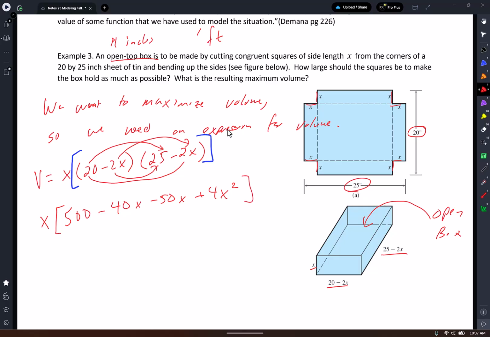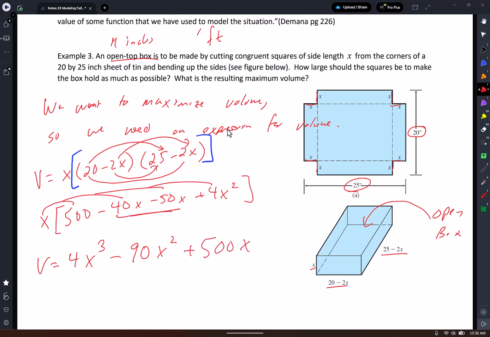So now I'm going to distribute the x. And I'm going to combine these two right here. So here's what I have. Volume equals 4x cubed, because you want to have the highest power in the beginning, minus 50 plus 40 is 90, but it's still negative. So minus 90x squared plus 500x. Did we do everything correctly? Can you distribute out an x? No, that's never. Okay. You're good.